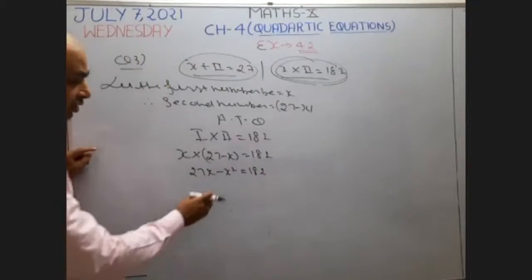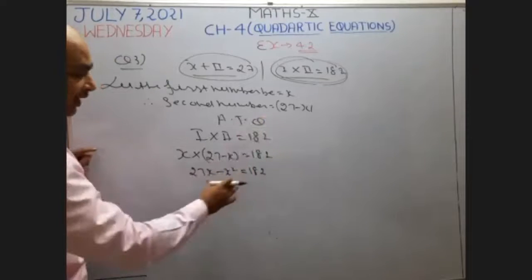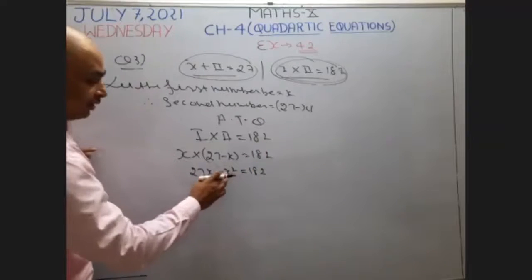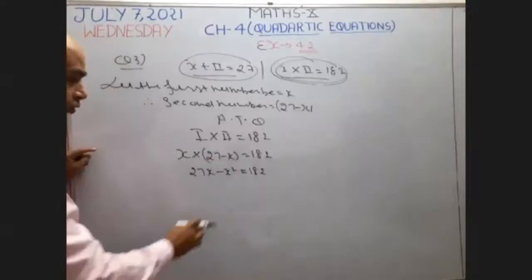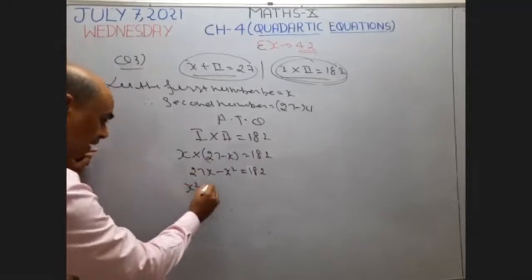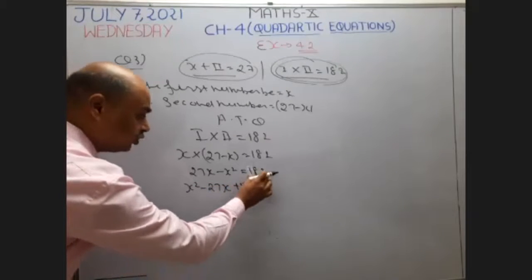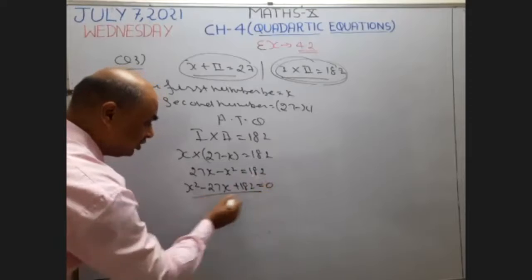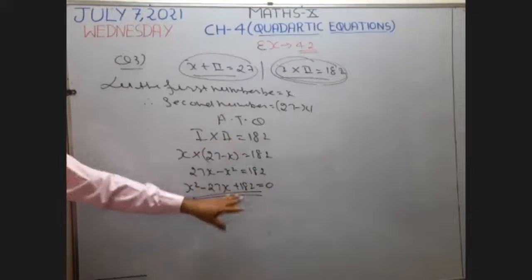Okay. Since this number is negative, I take this term from right to left. When I take this number from right to left, this negative number becomes positive and positive number becomes negative. So I write here x square minus 27x. This number is already on the right hand side, so no change is there. Is equal to 0. This is the required equation of the given situation. I hope it is clear to all.